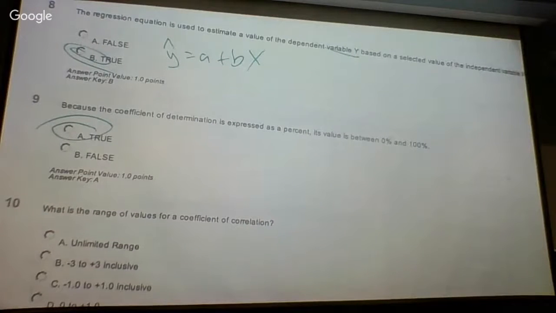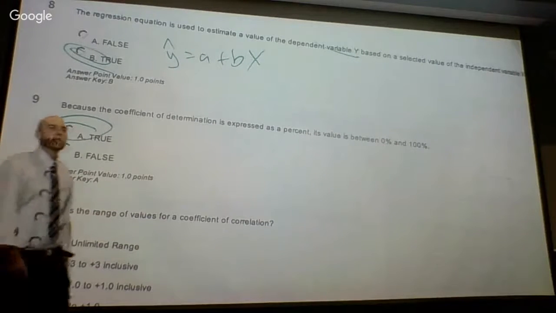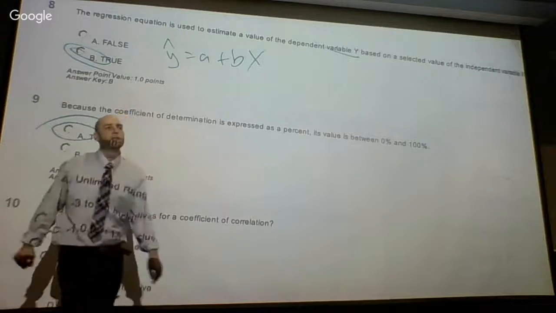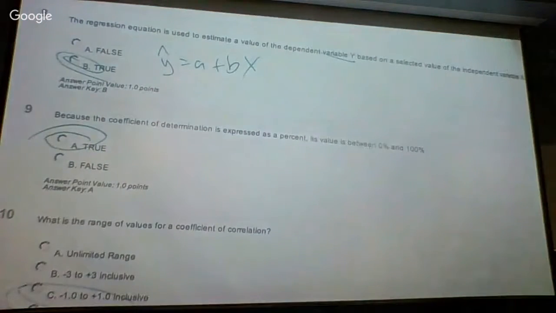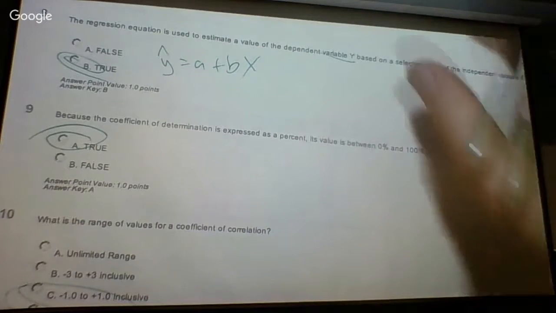What is the range of values for R? The low end and the high end, Katie? -1 to +1 inclusive. Looks good to me. And the answer key. 10 down, 91 to go.